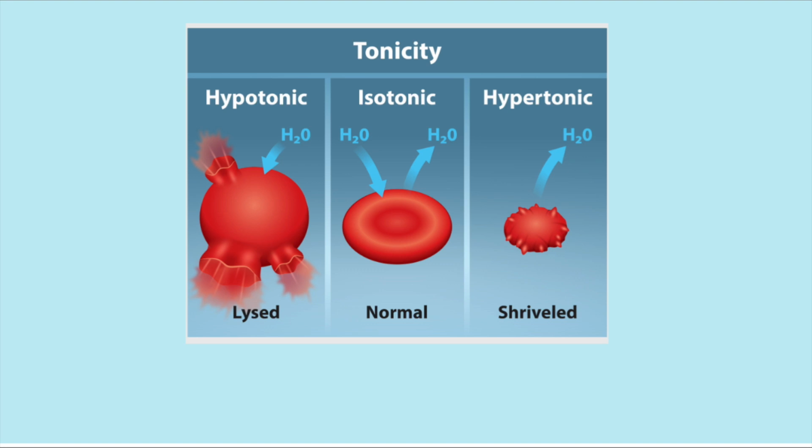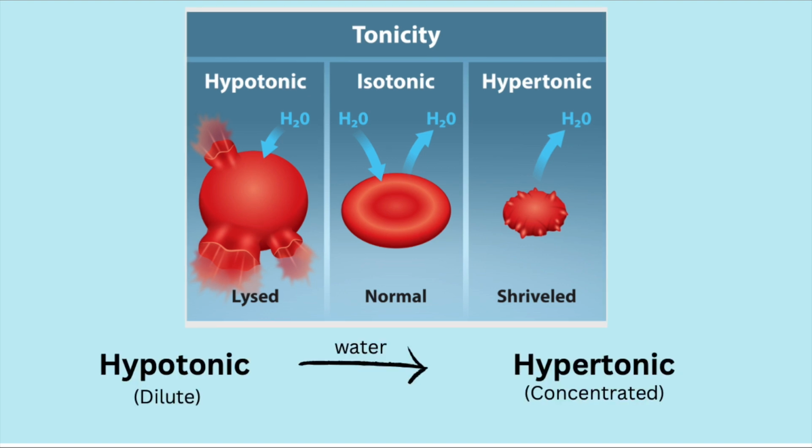An isotonic solution means the concentrations are equal on both sides, inside and outside the cell, and so there will be no net movement of water. This is usually how our cells exist. In a hypertonic environment, water will leave the cell, causing it to shrivel. The cell itself is hypotonic as compared to its surrounding. Water always travels from a hypotonic or dilute region to a hypertonic or concentrated region.